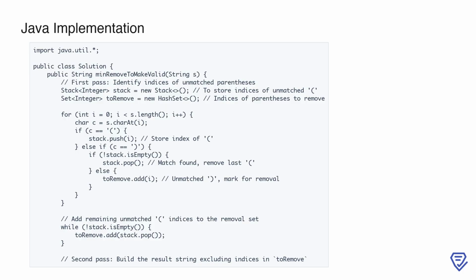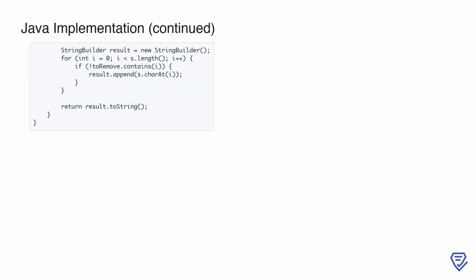After finishing the loop, any indices still left in the stack correspond to unmatched opening parentheses, and we add those to the toRemove set as well. At this point, we have identified all the unmatched parentheses in the string. Now, we move on to constructing the final valid string.